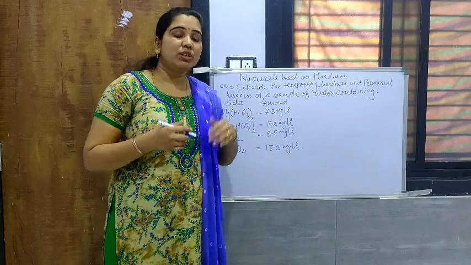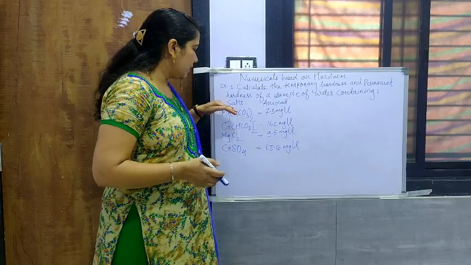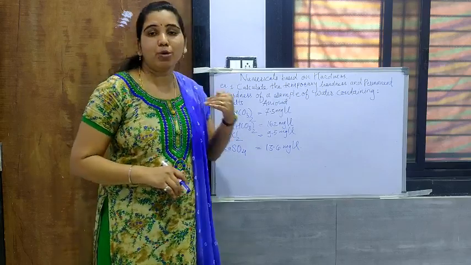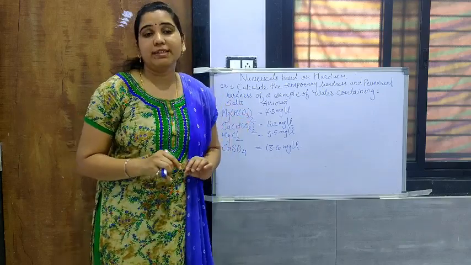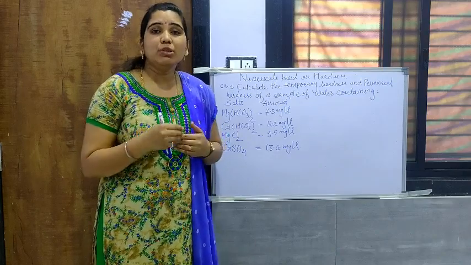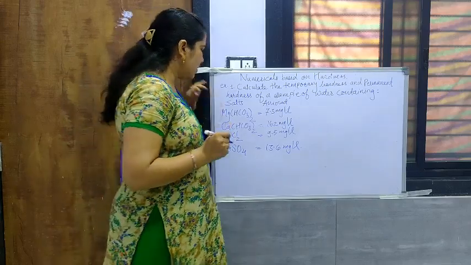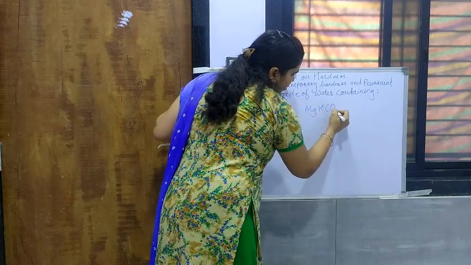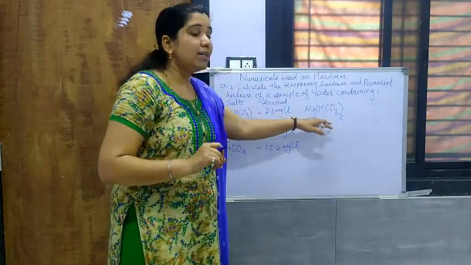Now, what we have to do here is that first of all, we should have an idea about the temporary hardness: these two salts are responsible for temporary hardness and these ones are responsible for permanent hardness. Now, our reference salt is CaCO3, that is calcium carbonate. So, first of all, we have to form the CaCO3 equivalent of each salt. So just consider this Mg(HCO3)2. We have to first calculate its CaCO3 equivalent.